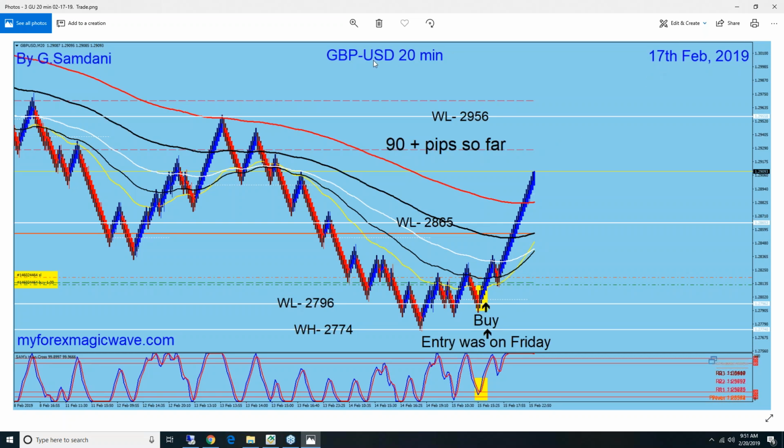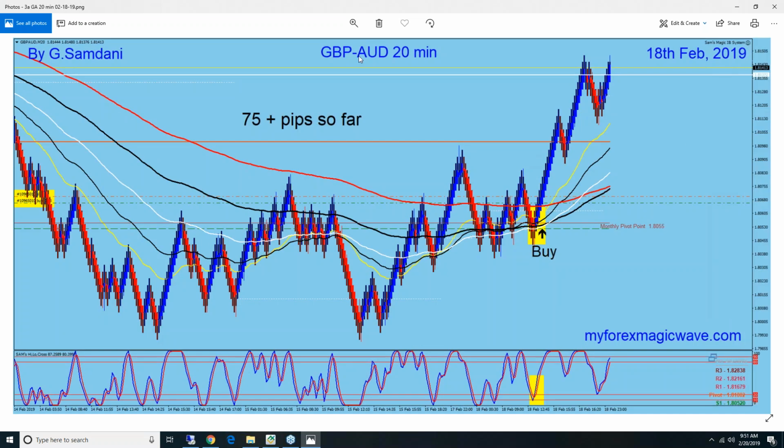So on the 17th, pound USD first trade. All the trades are based on pound pairs and the pound index, and they will all be pound pairs. So pound USD first trade on the 17th. Pound Aussie on the next day, the 18th, was starting from here, and then down the road it gave me the entry here. This was an entry, this was an entry, and it went up.